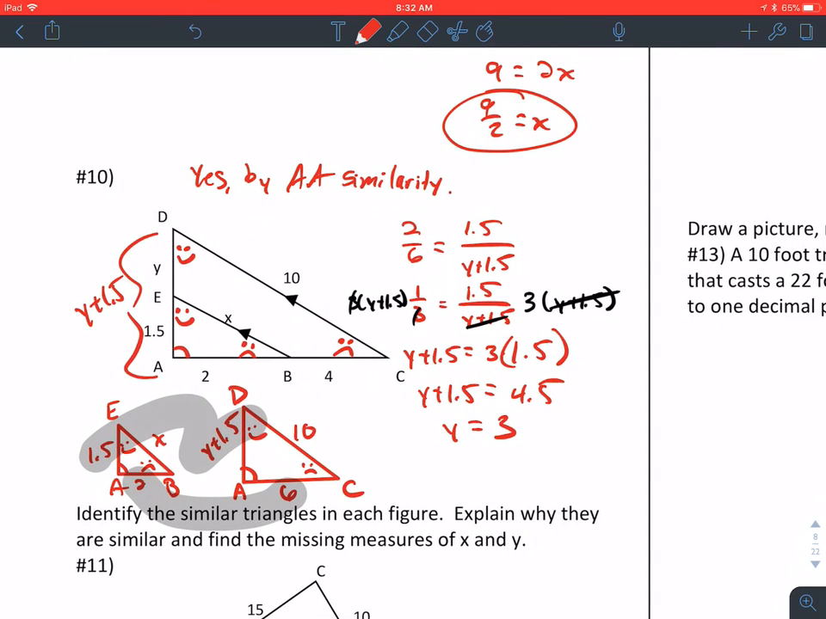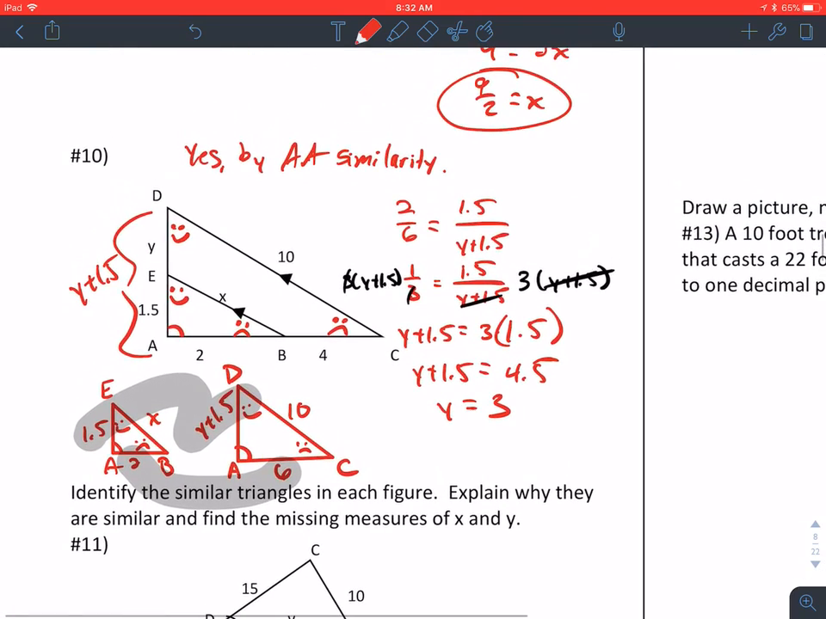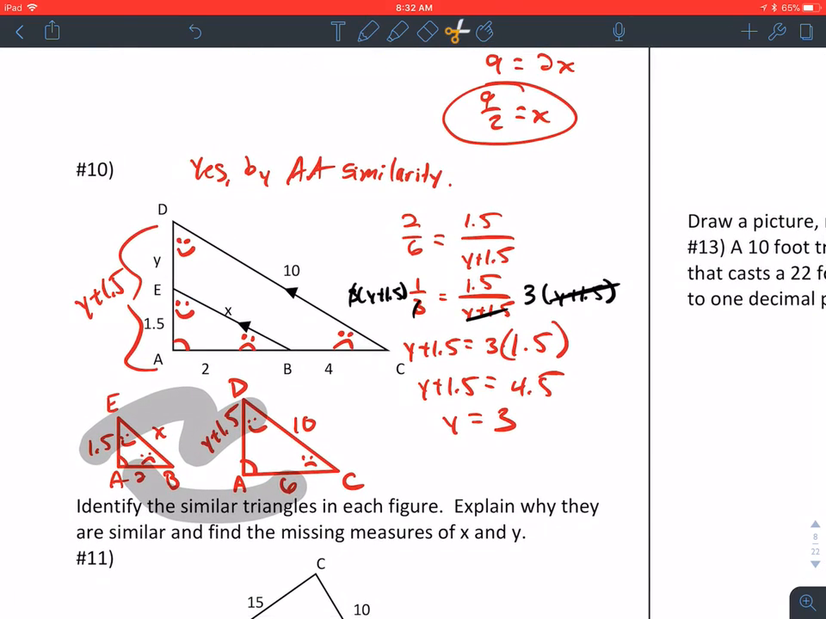Now I got to find the value of x. And once again, I didn't give you very much room. Sorry for doing this.